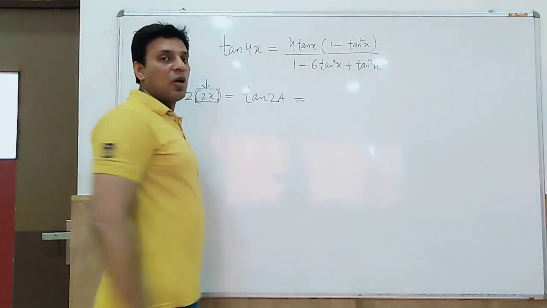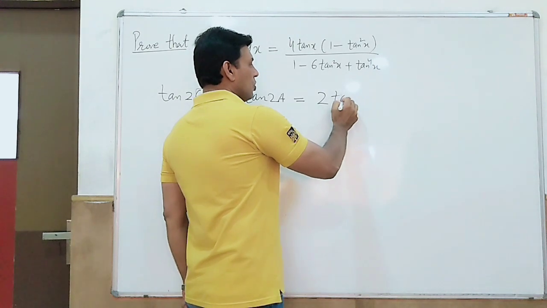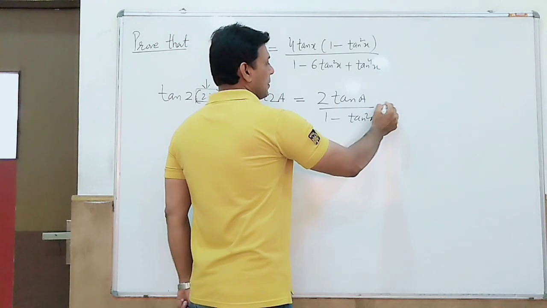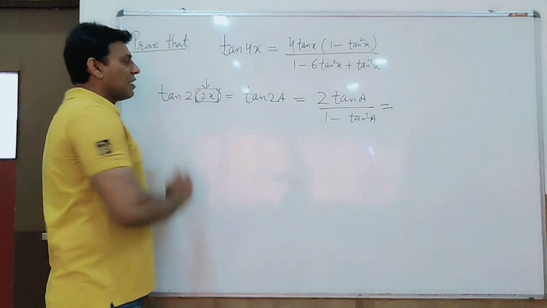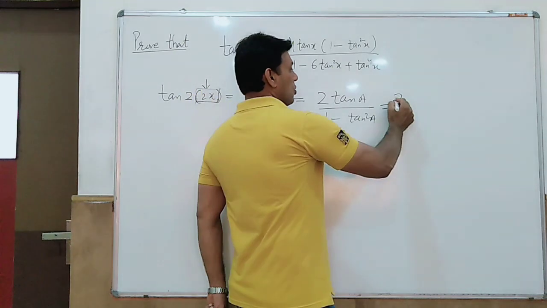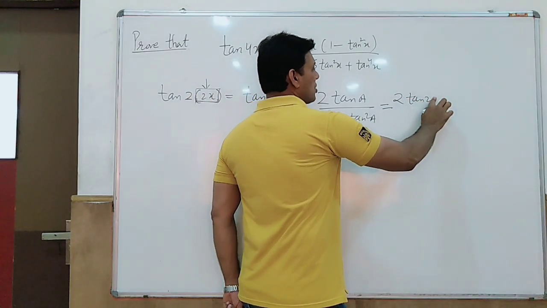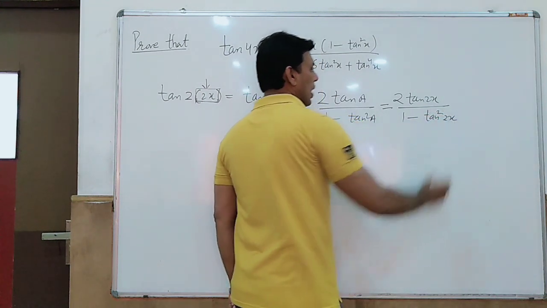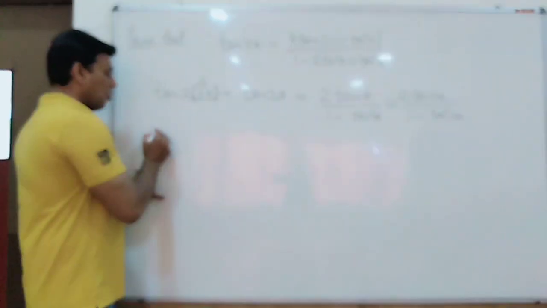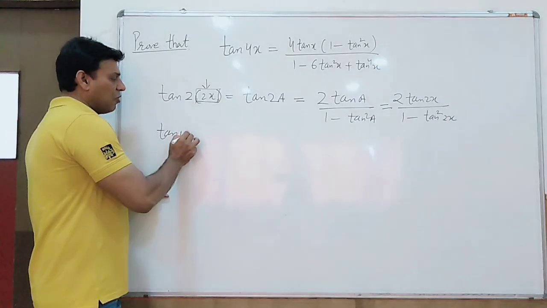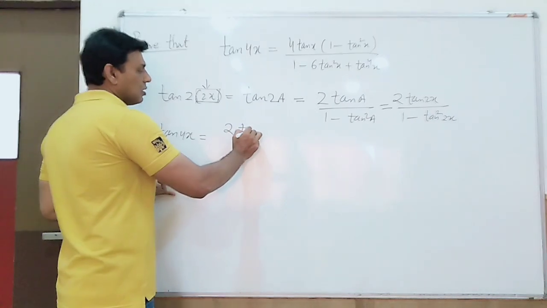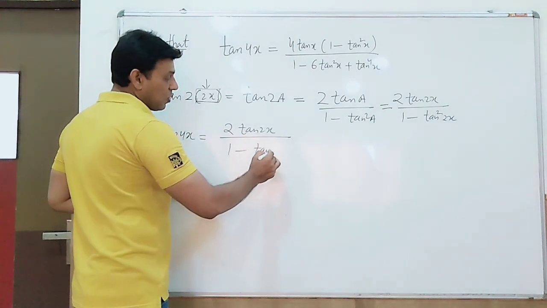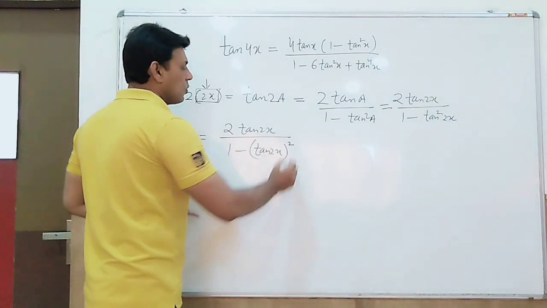And now you can apply the formula of tan 2a. What is the formula? 2 tan a upon 1 minus tan square a. Now it is the time to put back the value of a, which is 2x. So 2 tan 2x upon 1 minus tan square 2x. So finally we have tan 4x equal to 2 tan 2x upon 1 minus tan square 2x, which can be written as tan 2x whole square.